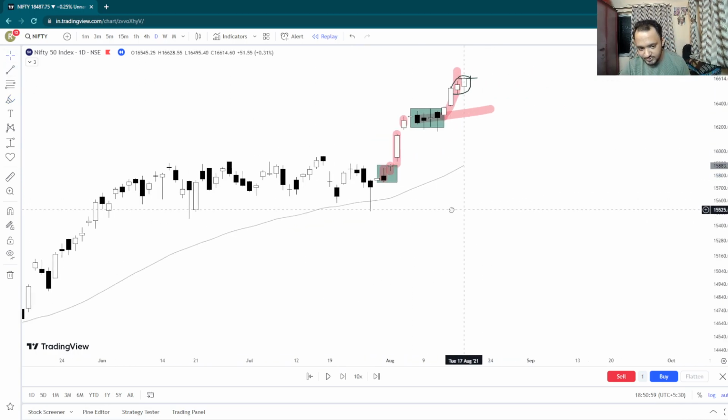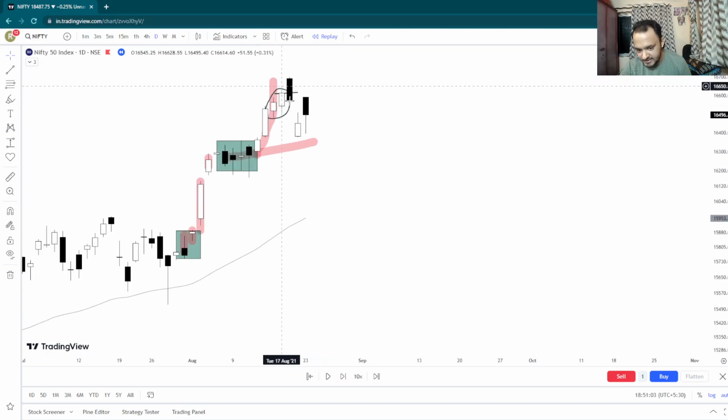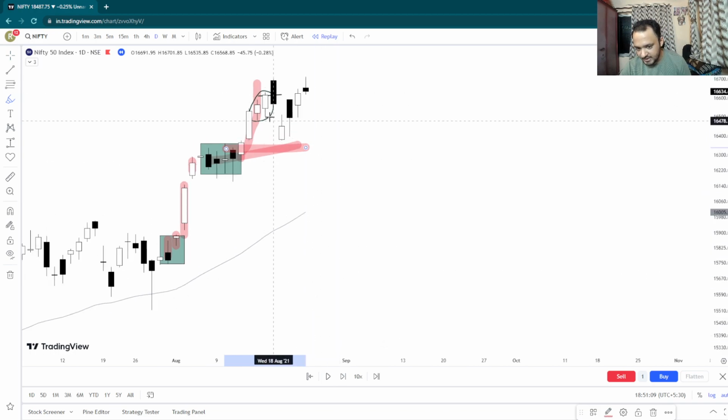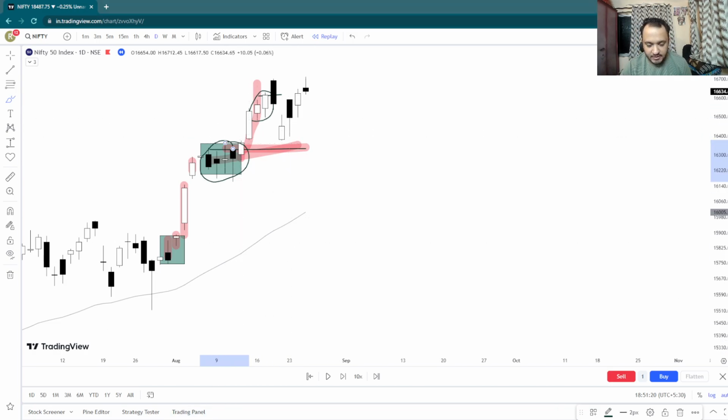Now let's move forward, all right? So now see, price demand पर वापस आता है इधर, all right? Price is coming down into the demand and then going back up, all right? So this means the trend is still on the upside. Trend अभी भी up है because the last demand zone is holding, all right? इसका मतलब trend अभी भी up है, right?